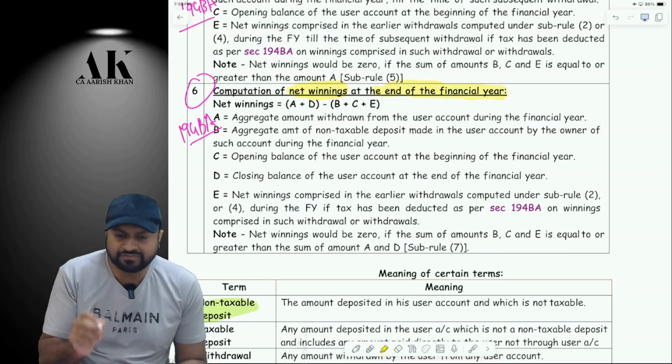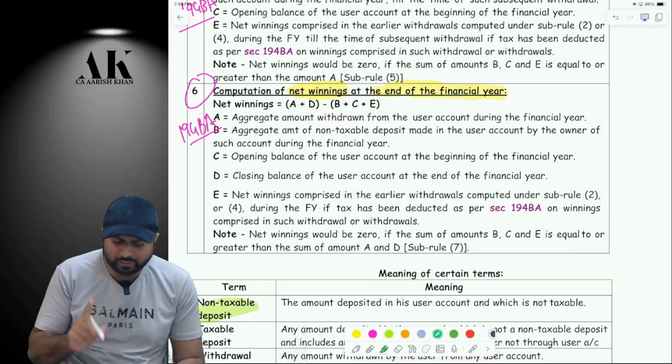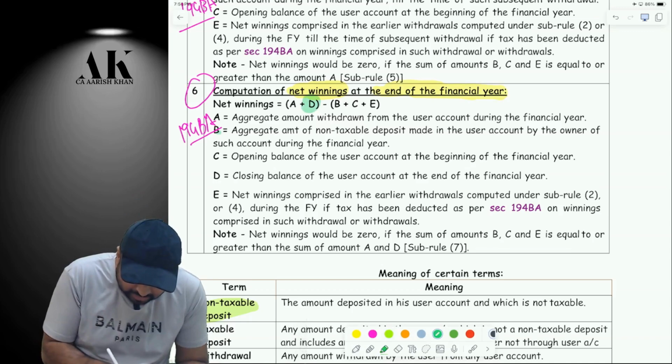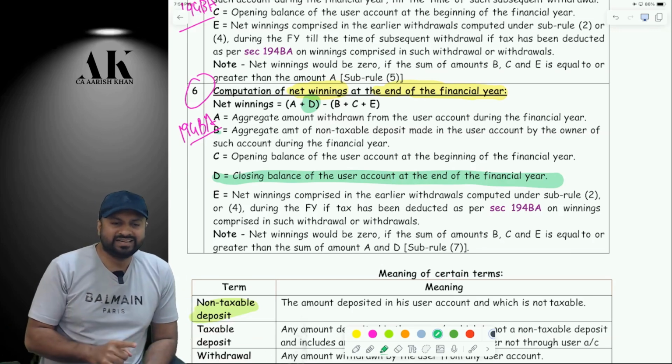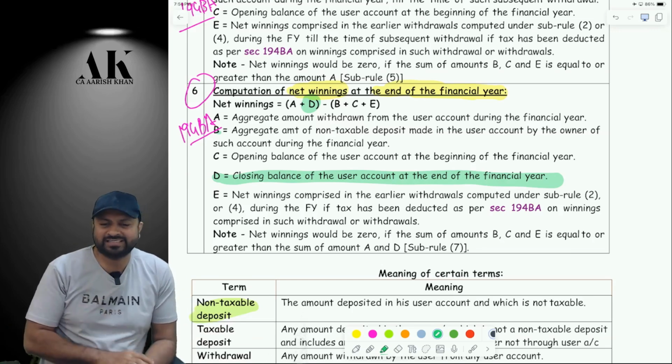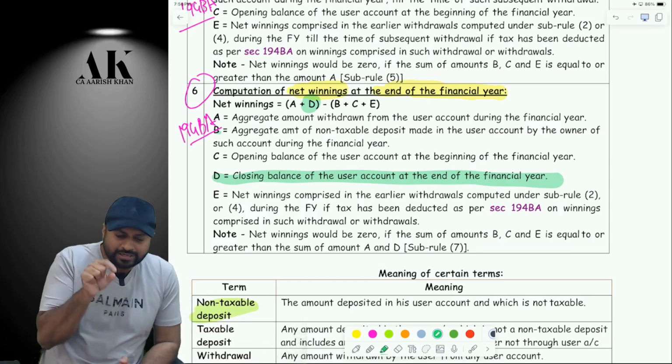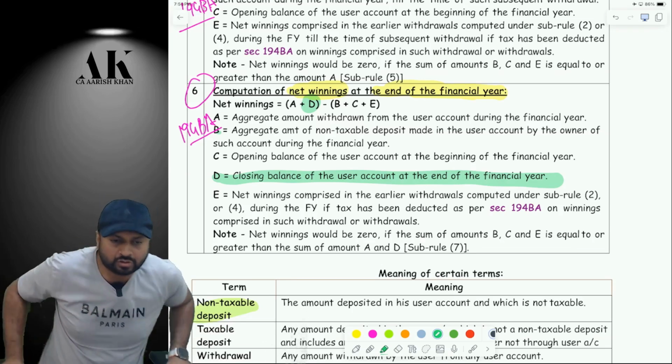Net winnings at the end of the financial year. In the year end, only one thing will be added: D, because now even the closing balance will be subject to tax. Yes or no? Are you able to understand or not? The closing balance is also added, because now we have to take tax on the closing balance also.